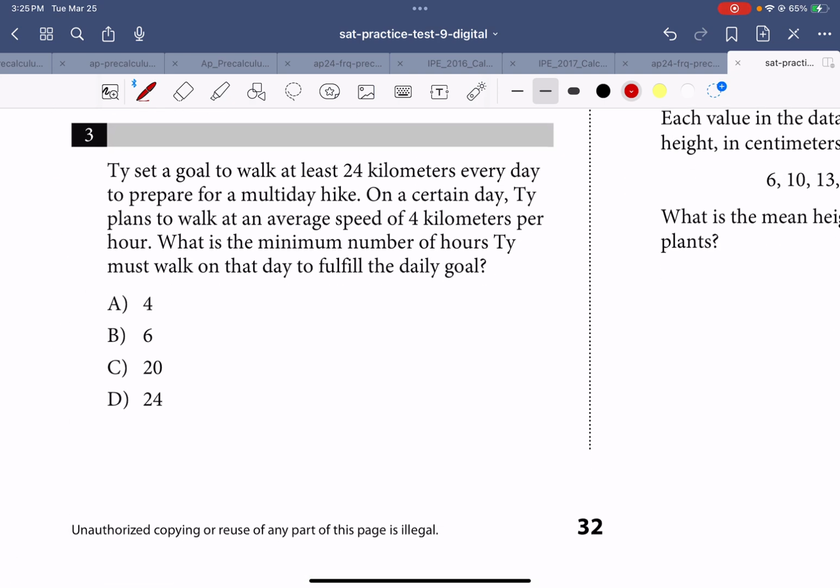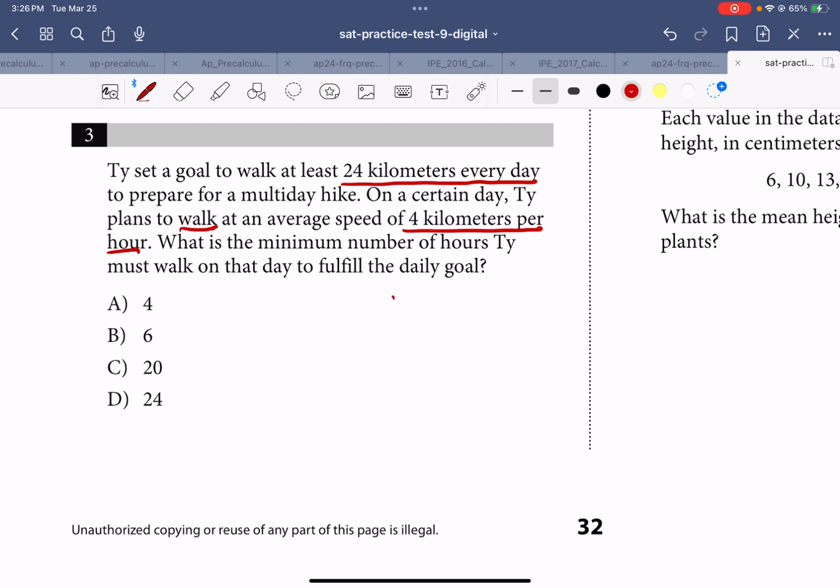Number 3, Dai set a goal to walk at least 24 kilometers every day to prepare for a multi-day hike. And on a certain day, Dai plans to walk at a speed of 4 kilometers per hour. What is the minimum number of hours Dai must walk on that day to fulfill the daily goal?